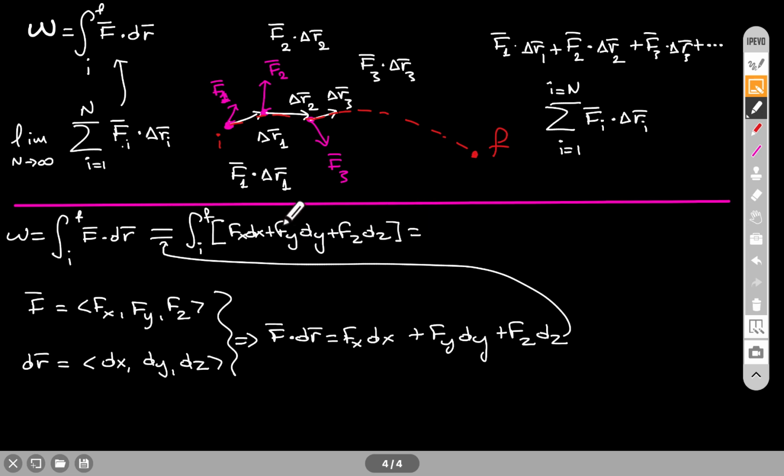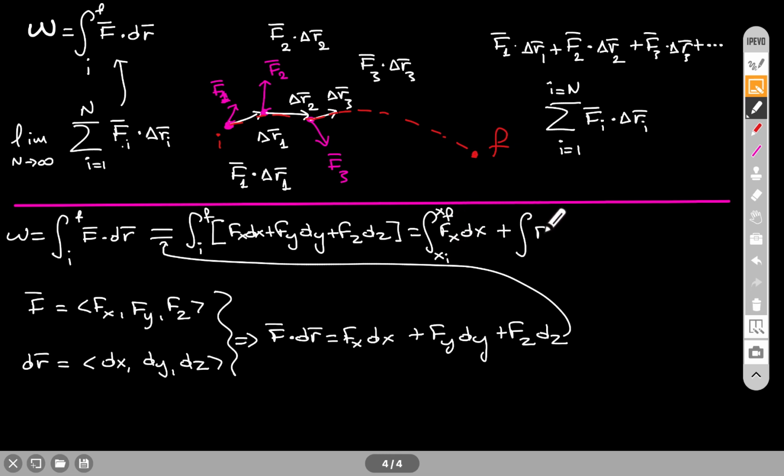Now here's what I'm going to do. This is a sum inside this single integral. I'm going to make this into a sum of three integrals. So this is going to be the integral of Fx dx plus the rest. This integral focuses only on the x direction, so this is going to be my x initial, and that's going to be my x final.